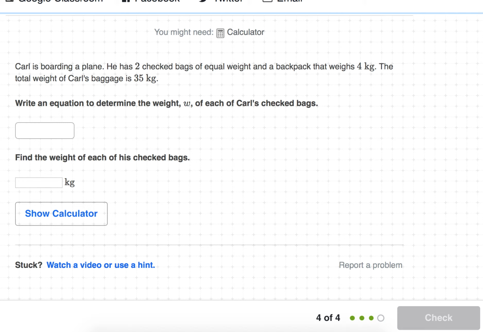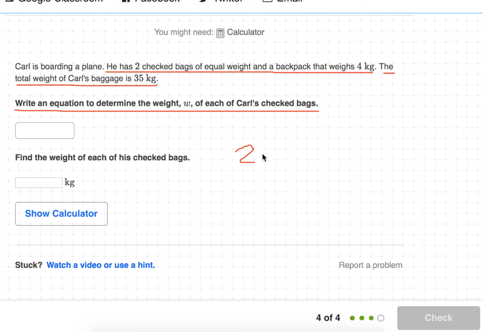Carl is boarding a plane. He has 2 checked bags of equal weight and a backpack that weighs 4 kilograms. The total weight of Carl's baggage is 35 kilograms. Write an equation to determine the weight W of each of Carl's checked bags. Well, he's got 2 bags. Now I would use B, but they're using W, so that's fine. 2 bags, they each weigh W, plus the backpack we know weighs 4, and that equals 35.